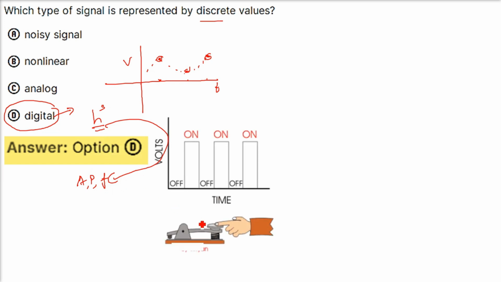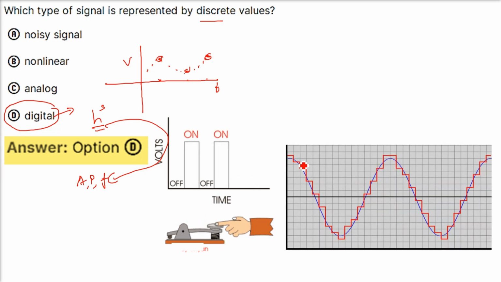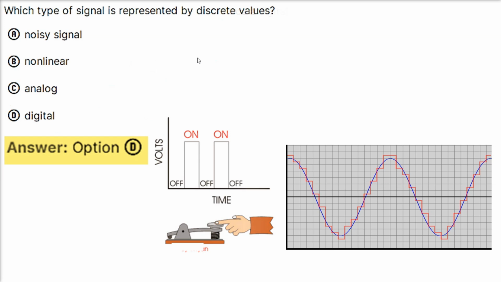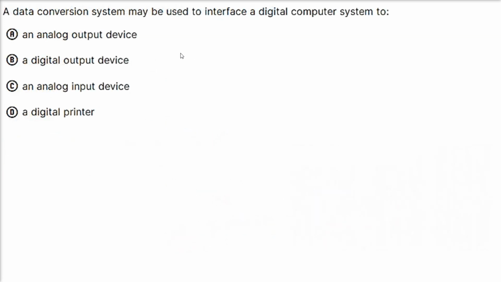But in all, the discrete value is like this. You switch on, 0 voltage is 0. You switch on 5 voltage, plus 5 voltage is 1. You switch off, 0 voltage is 0. Okay. So you see the digital signals are converted only from the analog signal only.